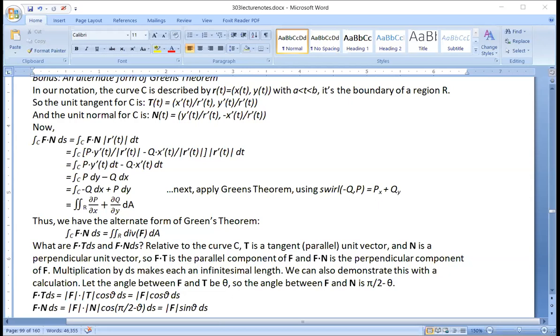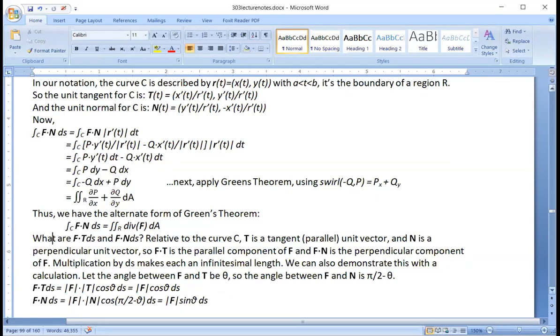Okay. So again, I want to emphasize that you should think of this as a bonus version of Green's theorem. We're going to come back later on to using this in a helpful way.